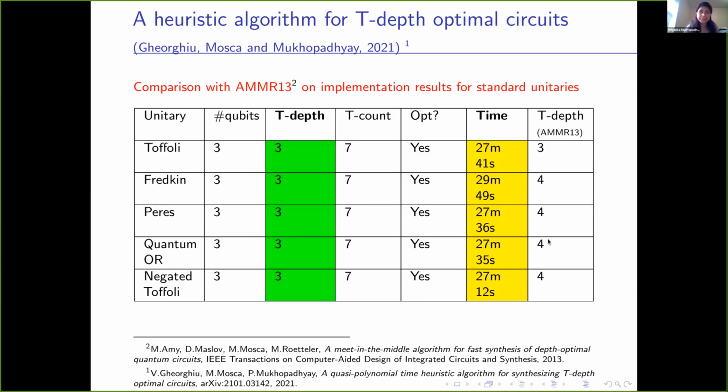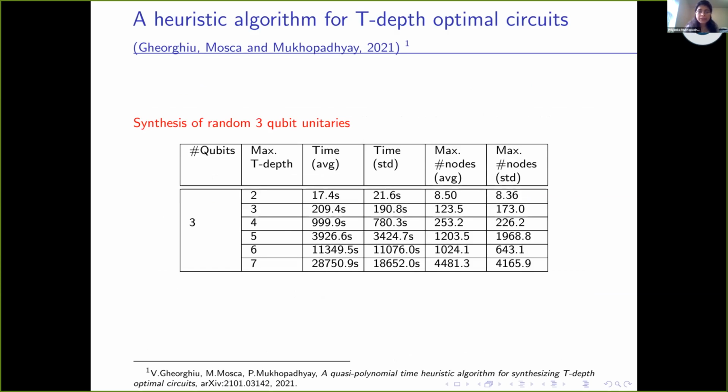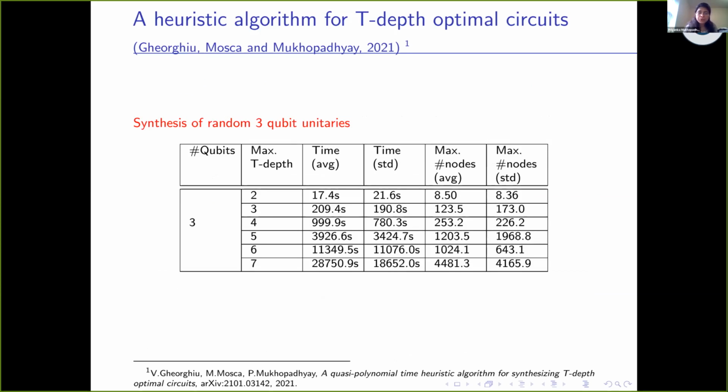Again, we synthesized some random 2-qubit and 3-qubit unitaries with maximum depth up to 20 and 7 respectively. And these are the average time taken and the maximum number of nodes accumulated in the tree. We see that the tree doesn't blow up a lot. Again, we couldn't verify whether this is optimal, but since we get less Tdepth, maybe it's a good indication that our conjectures are true in most cases.